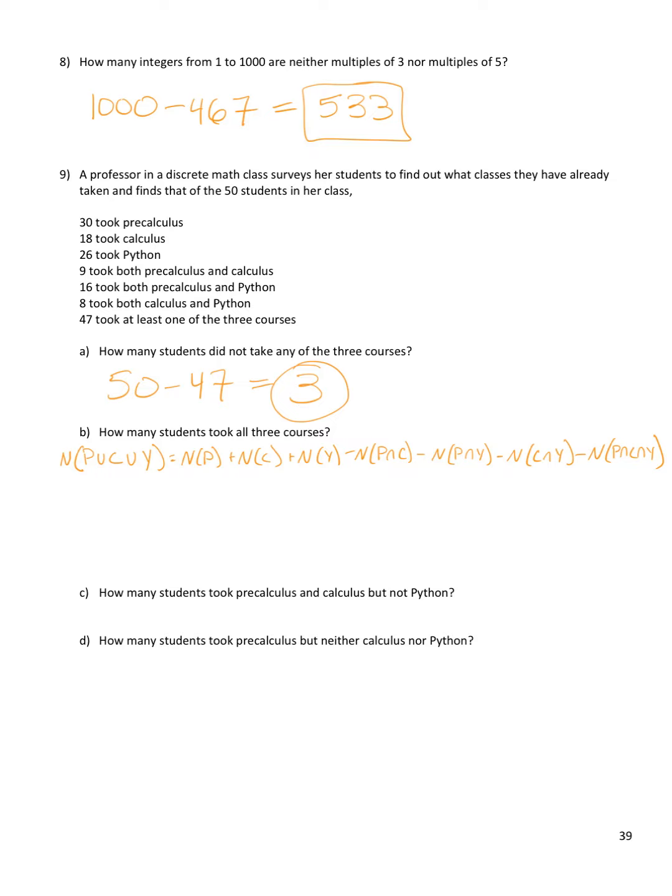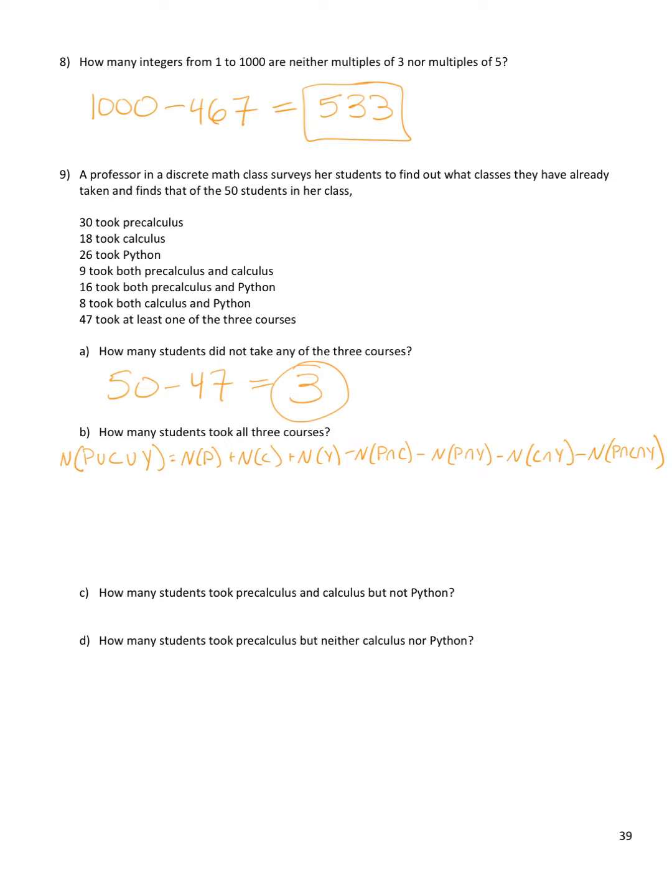Okay, so the purpose of this is that I know this number. This is 47. 47 students were in the union. 47 students took at least one of these. I know this number, I know this number, and I know this number. This was 30, 18, and 26. These 3 intersections were given. And so this is the only number that I don't know in this equation, and that's the number I'm looking for. How many students took all 3, pre-calculus and calculus and Python?